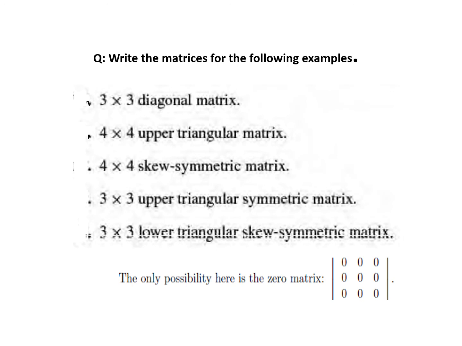Here is the exercise for the types of matrices. First example, we have to write a 3 by 3 diagonal matrix. So you know the diagonal matrix is such a matrix where only diagonal elements are present and off diagonal elements are 0. Right? So you have to write such an example here. For example, 3 0 0, 0 5 0, 0 0 6. That is an example of a diagonal matrix.